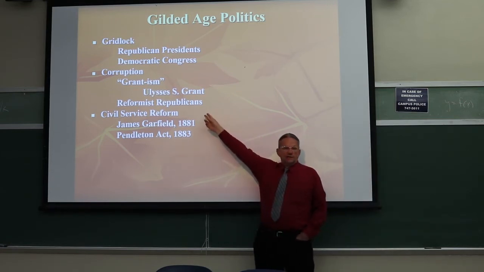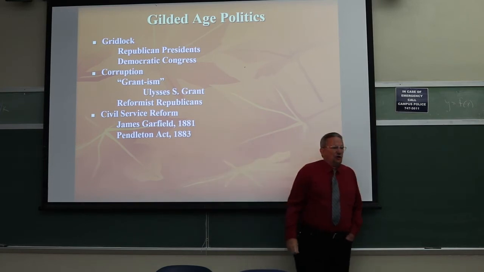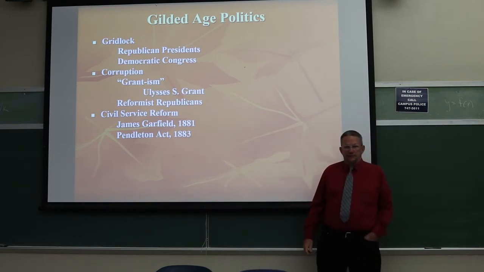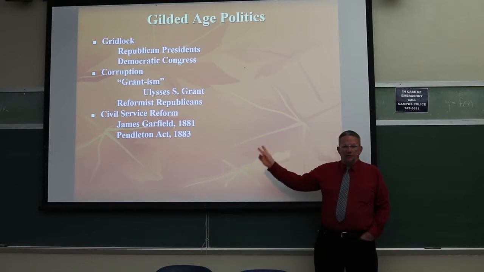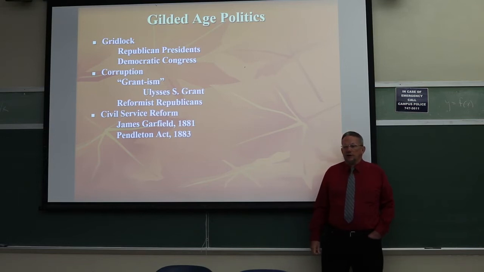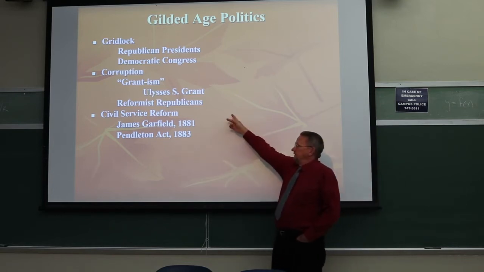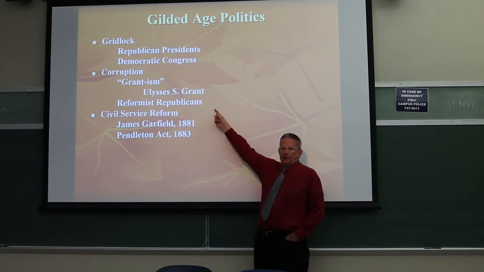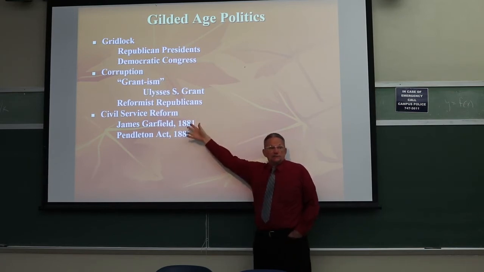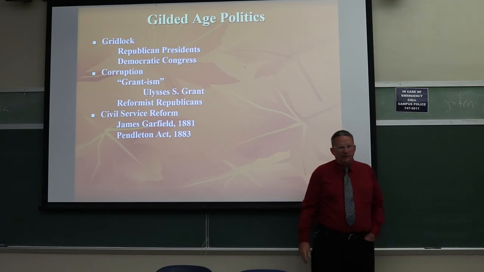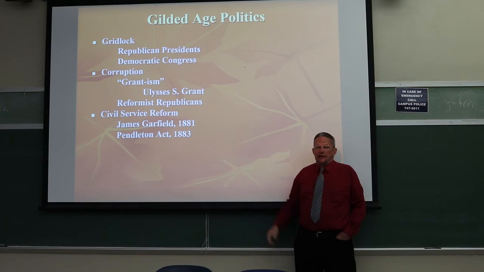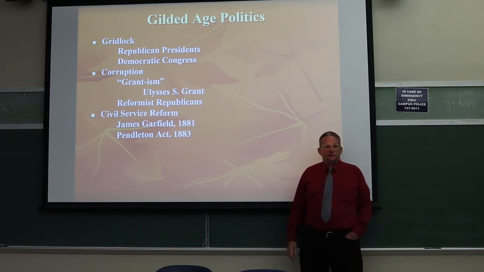There were other Republicans, especially from New England, who were reformist Republicans. They saw the problems, they recognized them, they wanted to address them, they wanted to implement change, give the government back to the people. Those are the reformist Republicans. Okay, so they're going to advocate laws to put capitalism in check, because a lot of the corruption had to do with corporations being out of control.